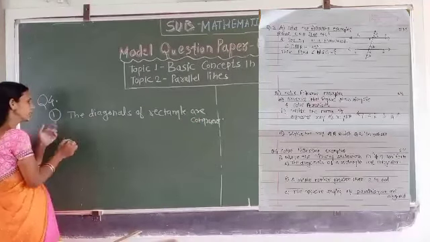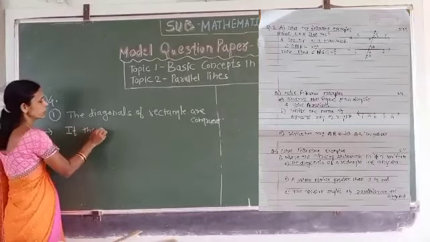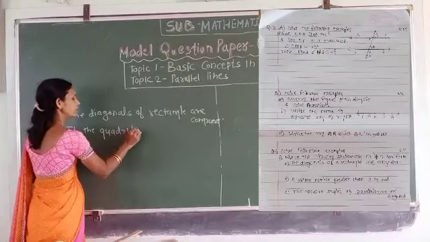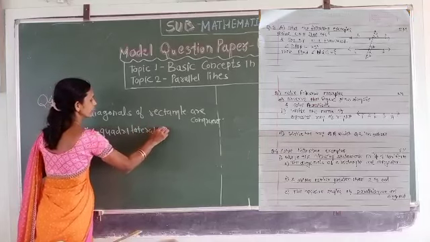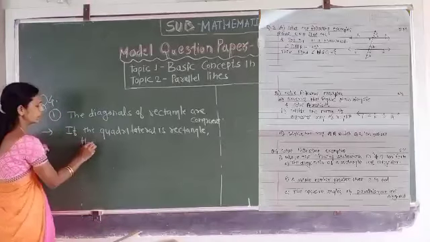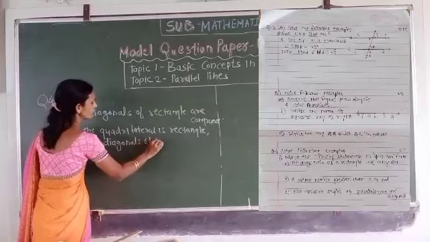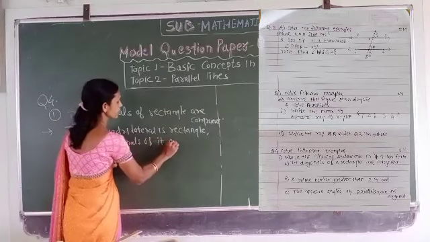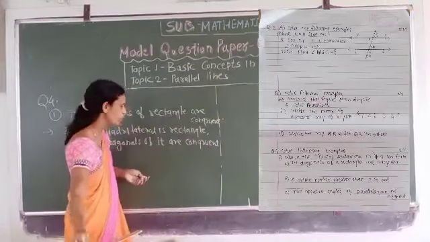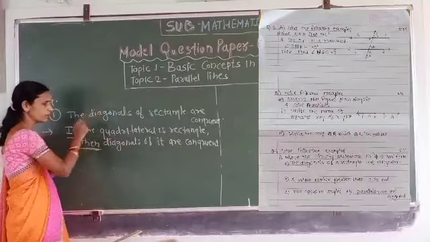Then we have to write this statement using if and then. See here, if the quadrilateral is a rectangle, then diagonals of it are congruent. See here, if and then are used to write this statement.